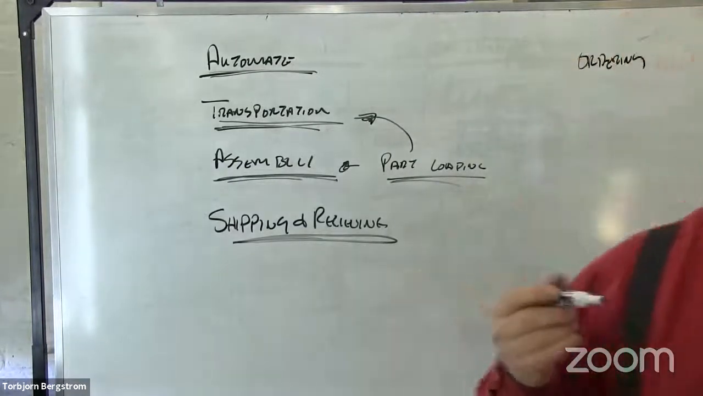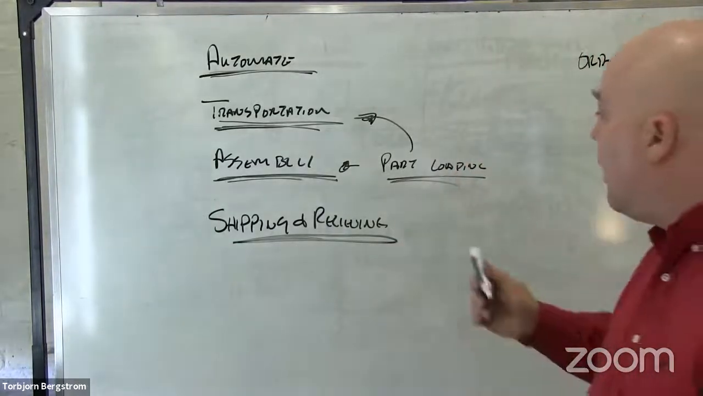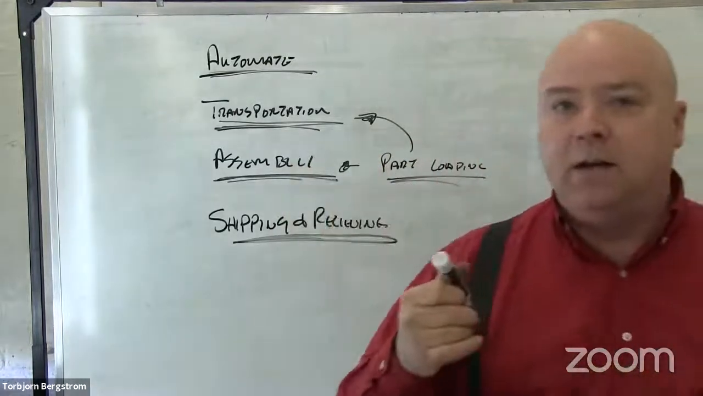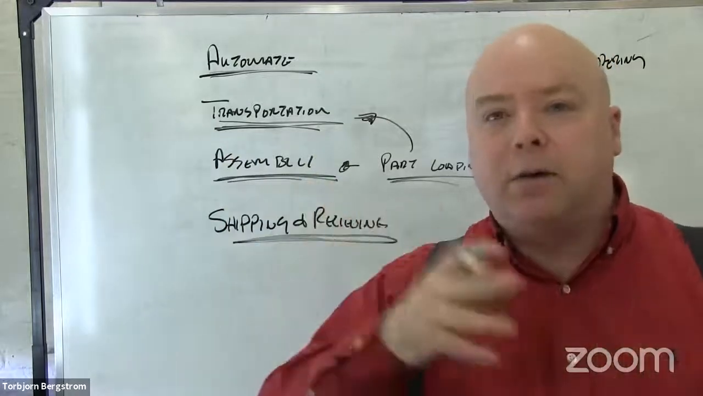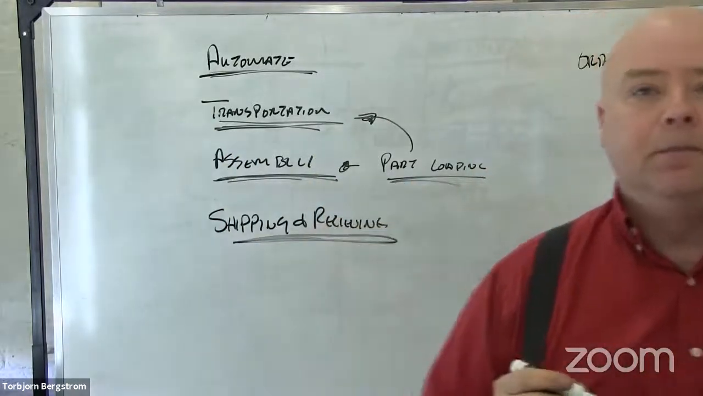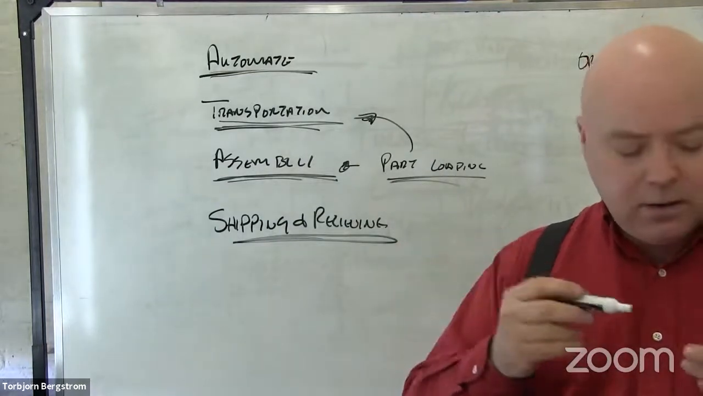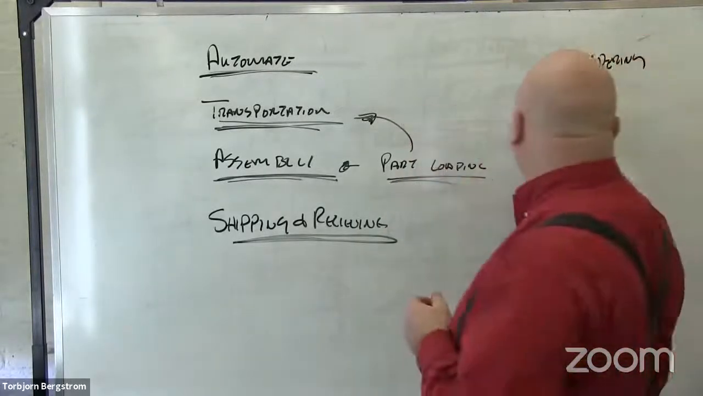What else could we automate on the job shop side? It's going to be hard to automate things like assembly and part loading on the job shop side because it's that high mix manufacturing where you're changing setups all the time. There are people that have figured out systems to do it, but it's hard to do that. What else? You could probably still automate some of the transportation.